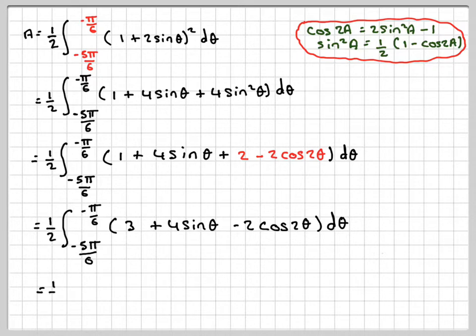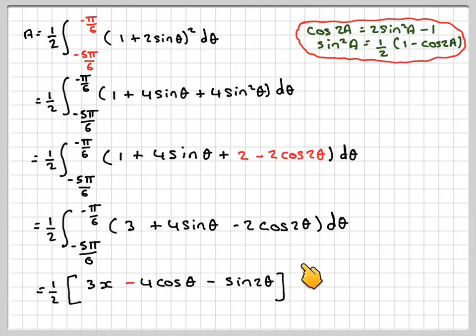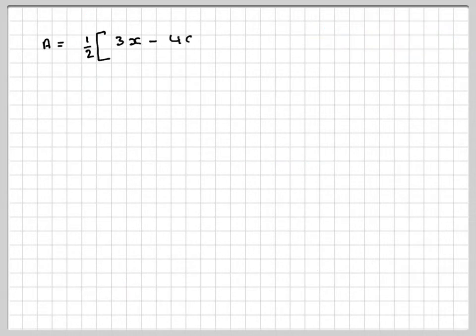Right, now to integrate, so it's going to be a half of 3 theta. If you integrate sine, you get minus cos, so it's minus 4 cos theta. And if you integrate minus cos 2 theta, you're going to get minus sine 2 theta, okay, because if I differentiate that back, that 2 will go in the front, and I get cos 2 theta, exactly what I want. Now, the limits go at the end here, so minus 5 pi by 6 and pi by 6. Just write that out again, sorry. There we go. Please make sure you're trying to use the correct notation.